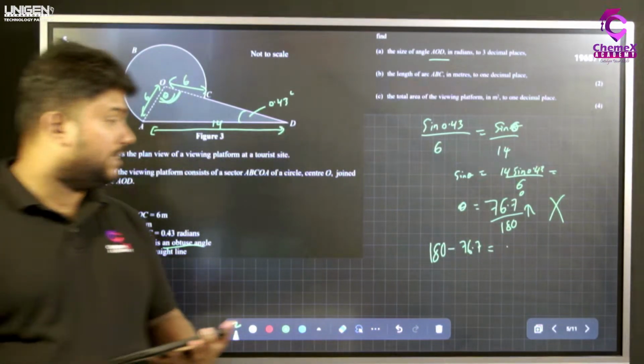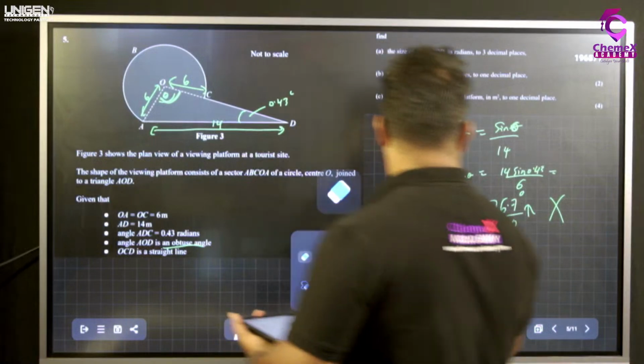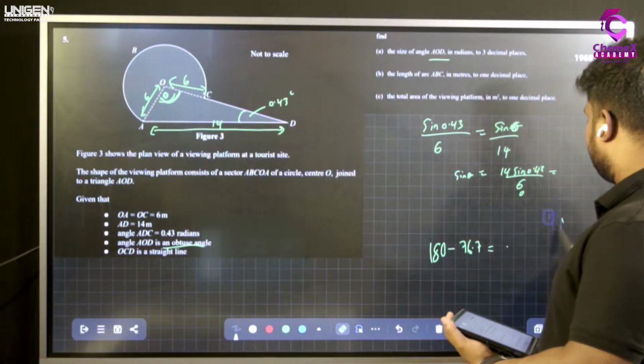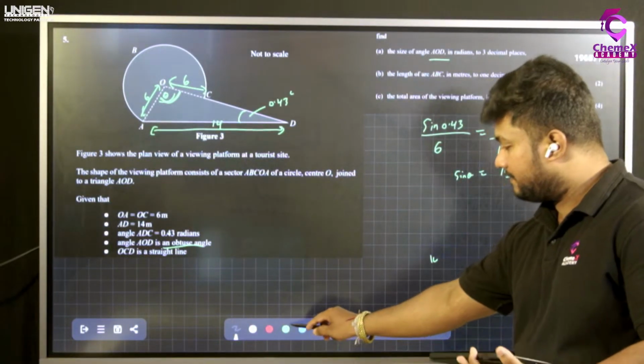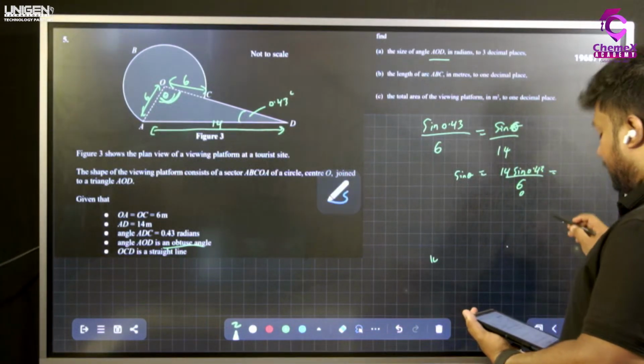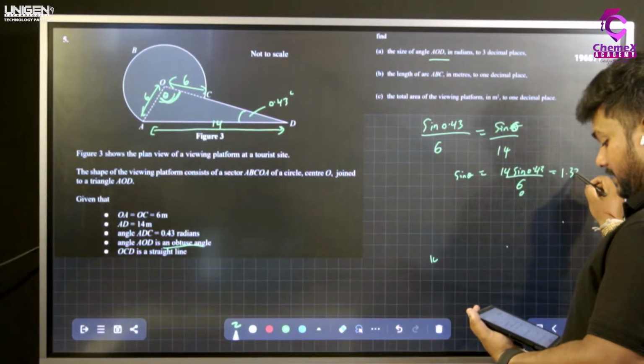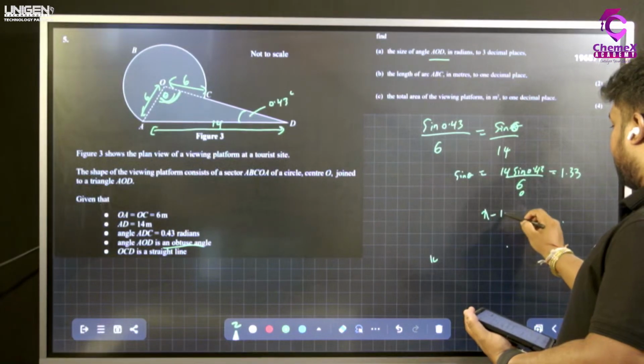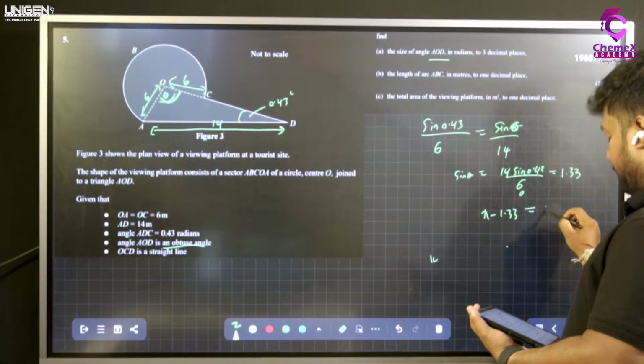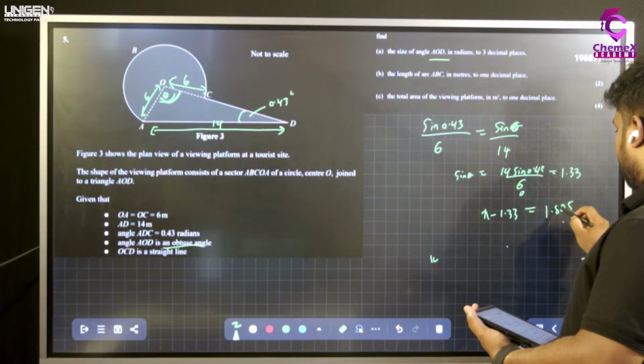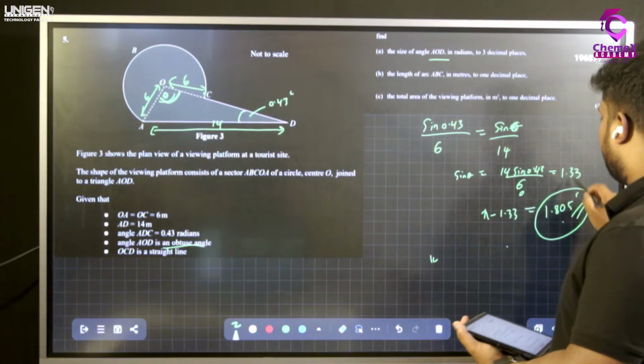I think when you type in radian mode, you won't get a degree answer. If you are in radian mode, you will get 1.33. So then pi minus 1.33 is the answer. That's going to be 1.805 in radians. If you write this, it's wrong.